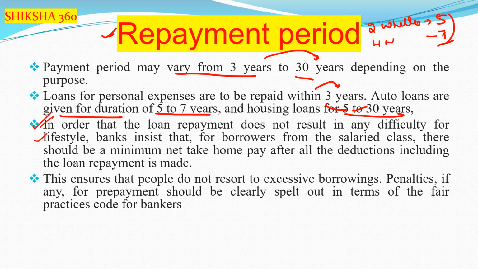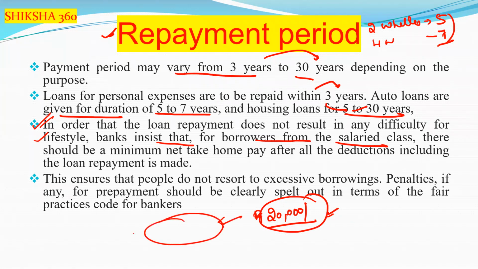So that the loan repayment does not result in any difficulty for the lifestyle, the bank insists, for borrowers from the salaried class, on the following. Like if your monthly installment is 20,000, the bank will fix your installment in such a way that after deducting it, you are getting proper income in your account, which is necessary for the monthly expenses.